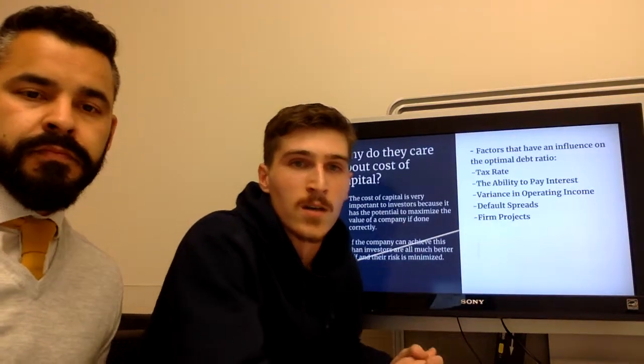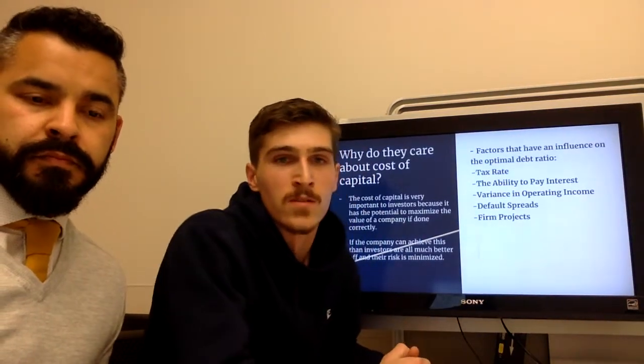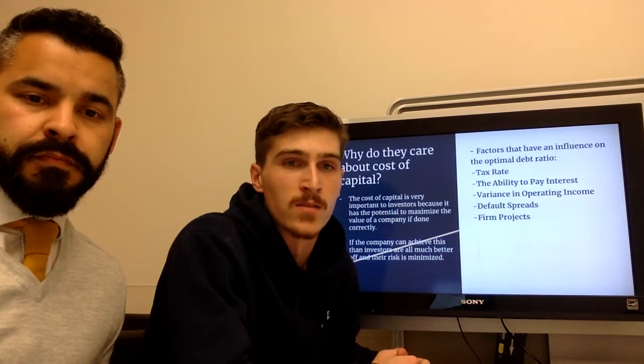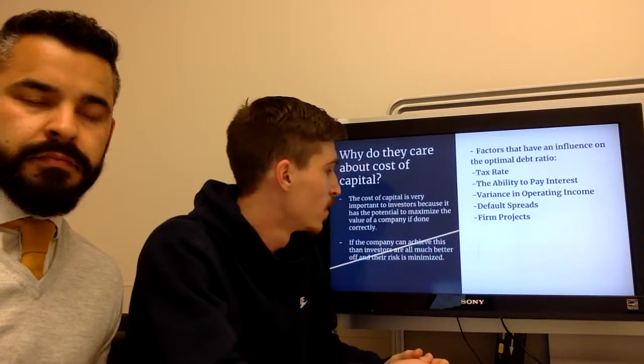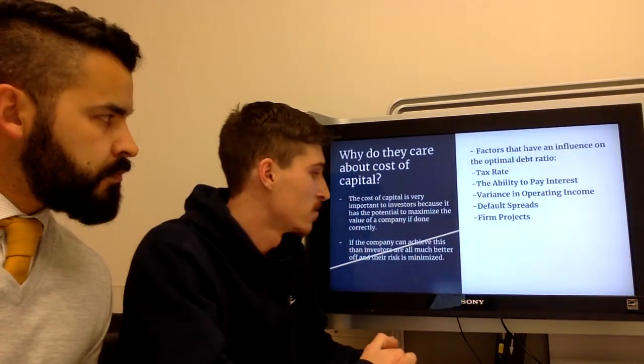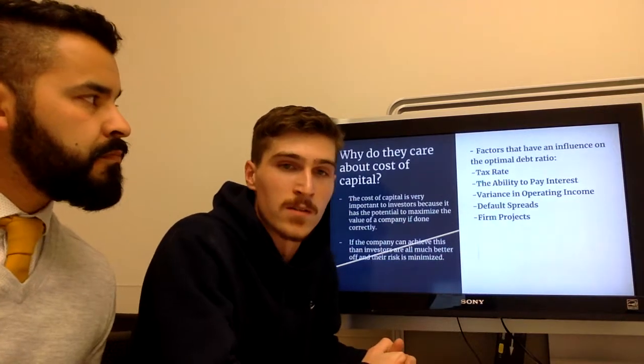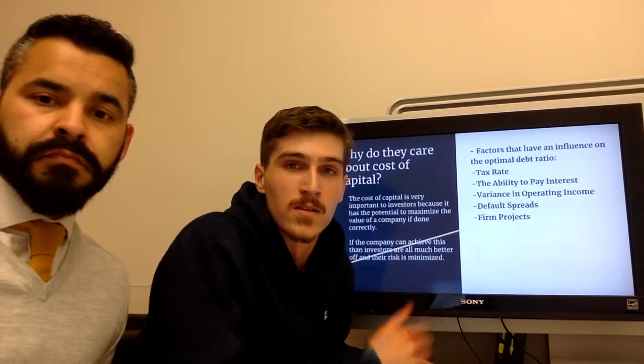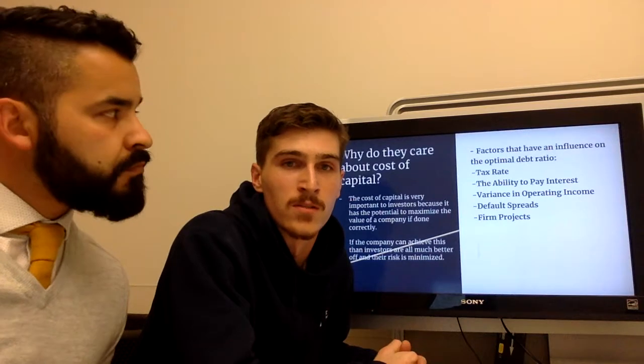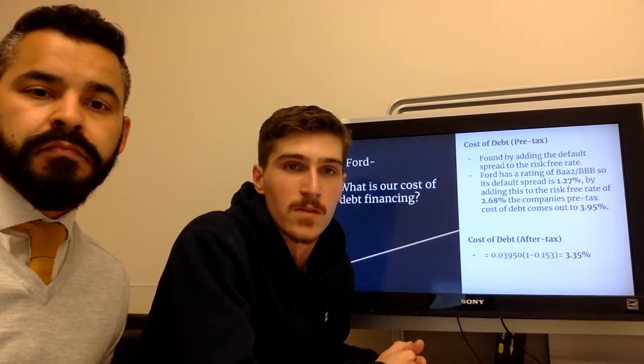So why do they care about the cost of capital? The cost of capital is very important to investors because it has the potential to maximize the value of a company if done correctly. If the company can achieve this, then the investors are all much better off and the risk is minimized. These are some factors that have an influence.